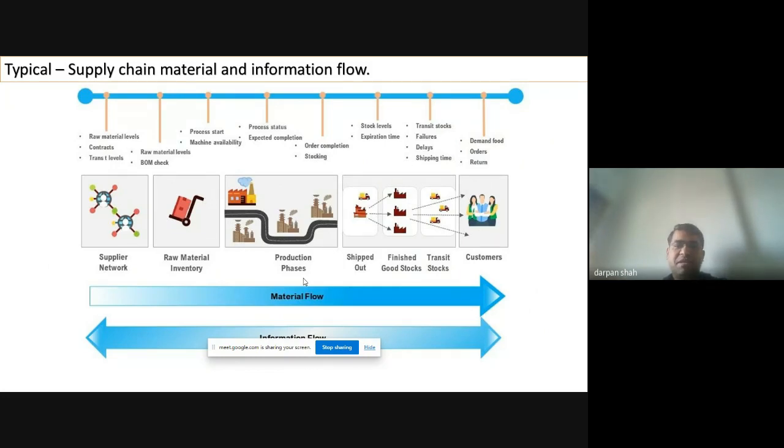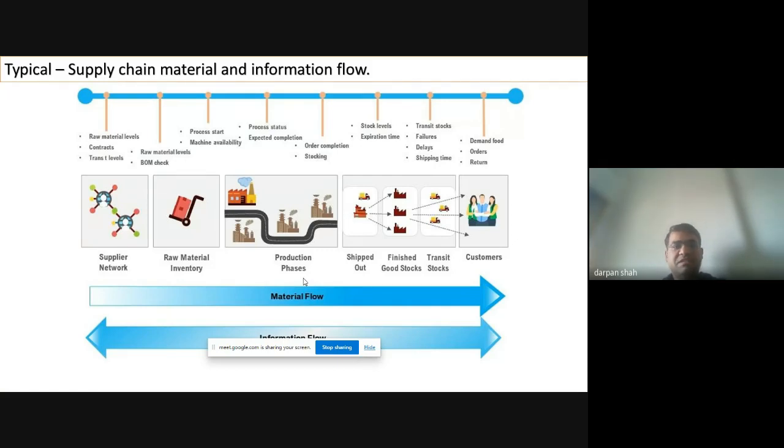This is a typical supply chain flow. In layman's terms, if we want to understand what exactly supply chain is, this is a typical flow where you can see that there are two things depicted. One is the material flow, where, as we all know, steel and other raw materials are required to prepare a finished product.